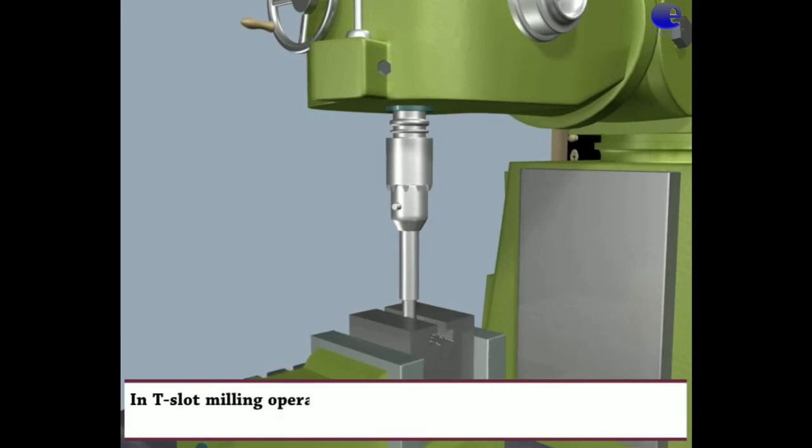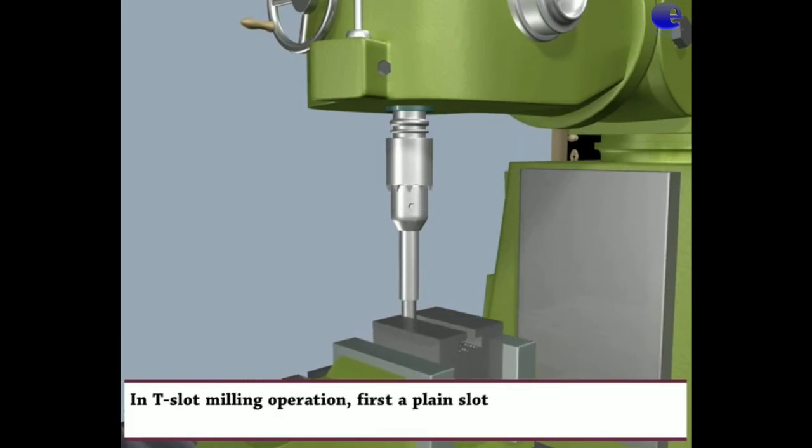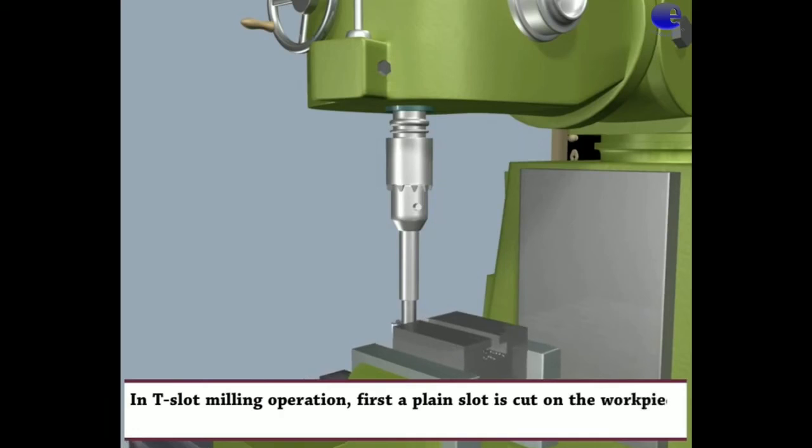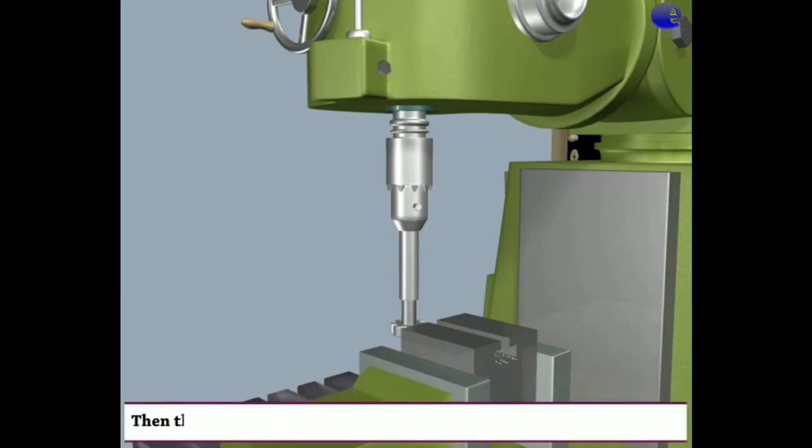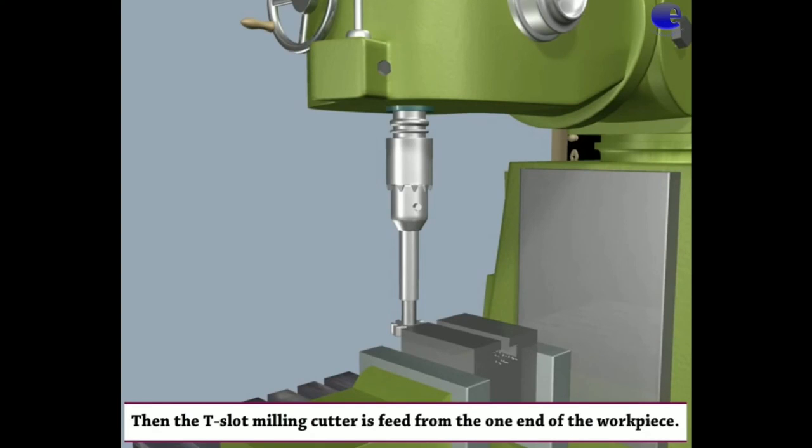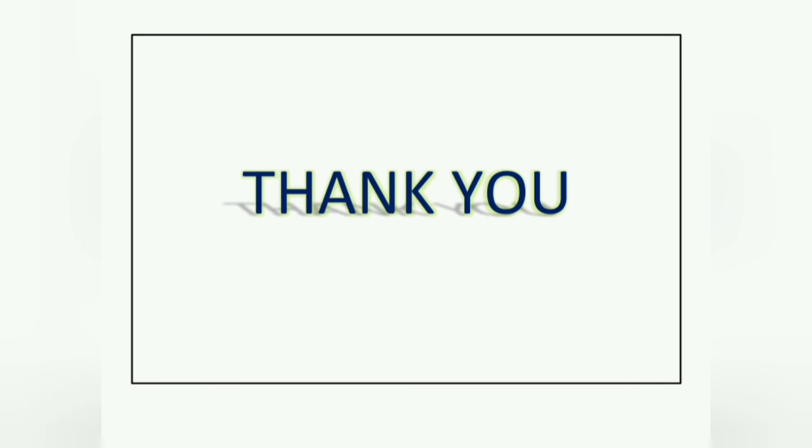In the T-slot milling operation, first a plain slot is cut on the workpiece via a side milling cutter, and after you cut the groove first, you can cut the T-slot. Then the T-slot milling cutter is fed from one end of the workpiece. This is the milling operation and cutters.